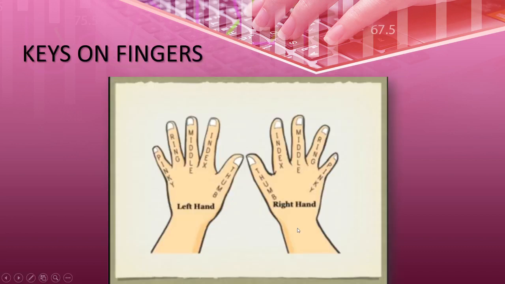You can see here the left hand and right hand. I am also writing the names here: pinky, ring, middle, index, thumb. It is the same in the right hand also. This is our thumb, index finger, middle finger, ring finger and the pinky, or we call it the little finger.